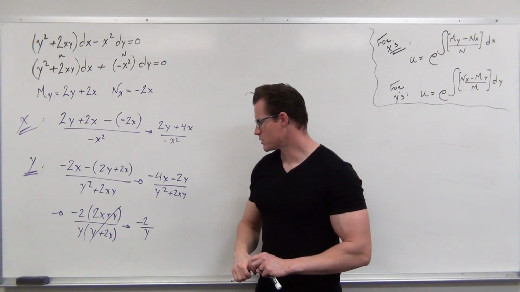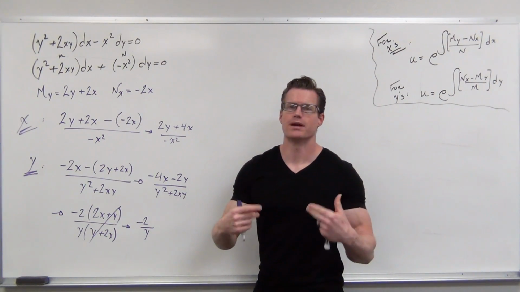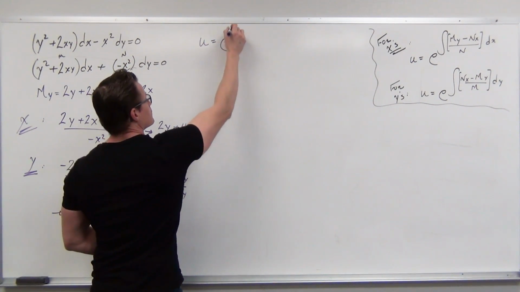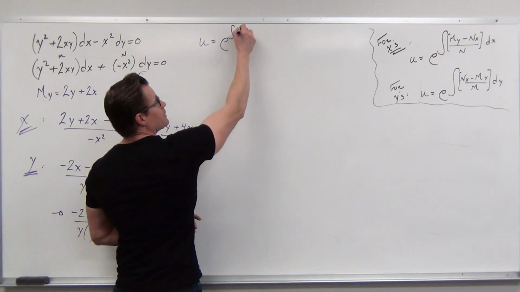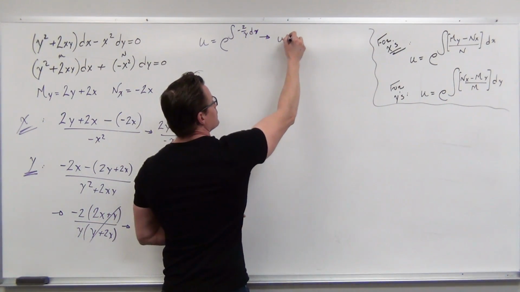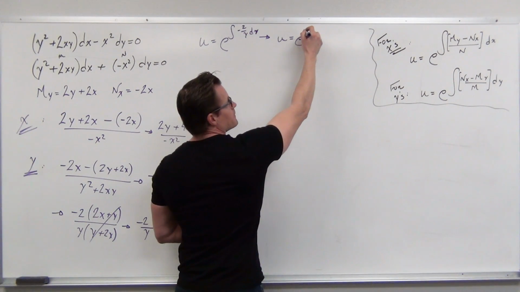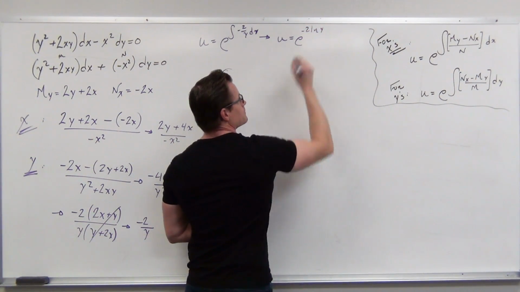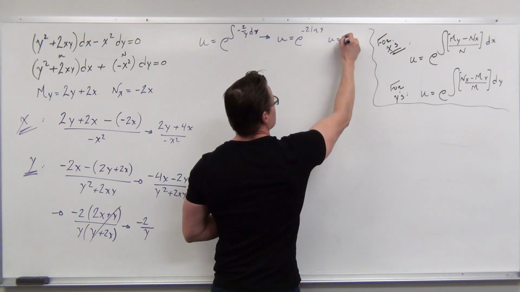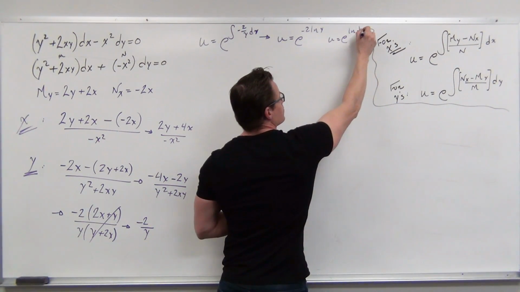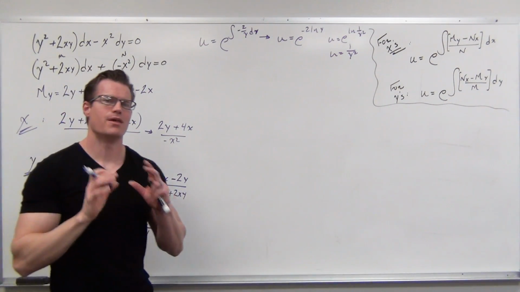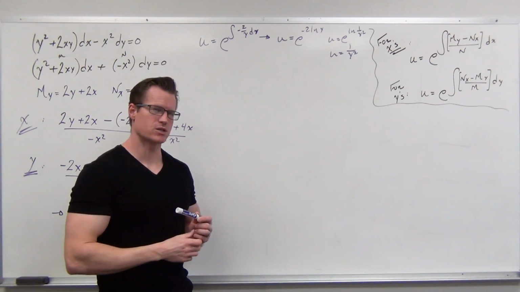And so when we got that negative 2 over y, that's not your integrating factor, but it's the way we find it. So our u is e to the integral of negative 2 over y dy. u is e to the negative 2 ln y. We know that this is going to be e to the ln 1 over y squared, and then u is just 1 over y squared. So we're going to get 1 over y squared. That's what we're going to multiply our differential equation by to make it exact.